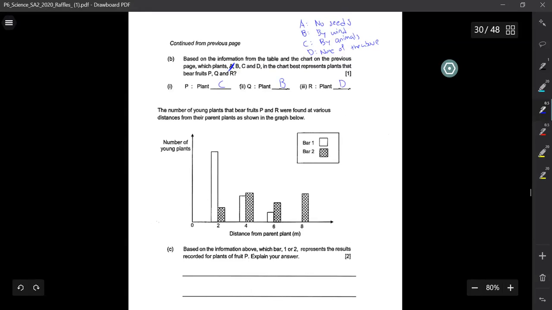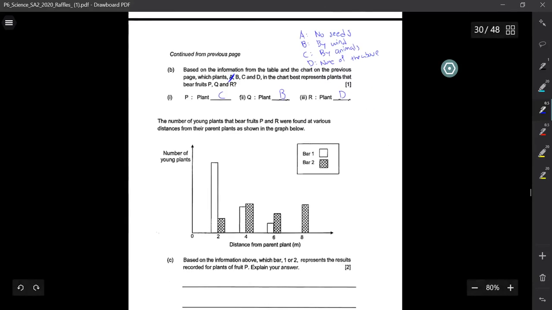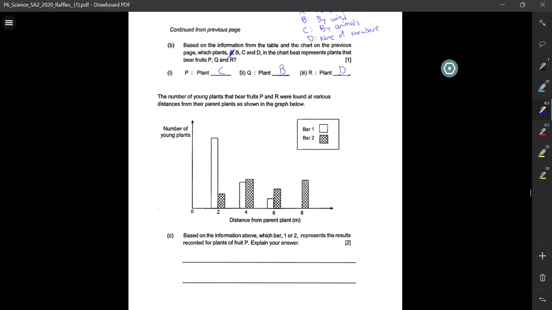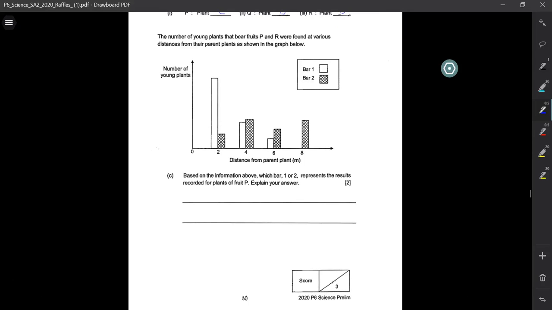Alright, so just looking at what we have. So bar 1. Okay, so remember the fruit P is dispersed through animals. Alright, so looking at bar 1, the further it gets, the less young plants there are. And then looking at bar 2, it seems to be a very varied amount of young plants away from the parent plant. So fruit P is dispersed by animals. So what will make the most sense here would probably be bar 2.